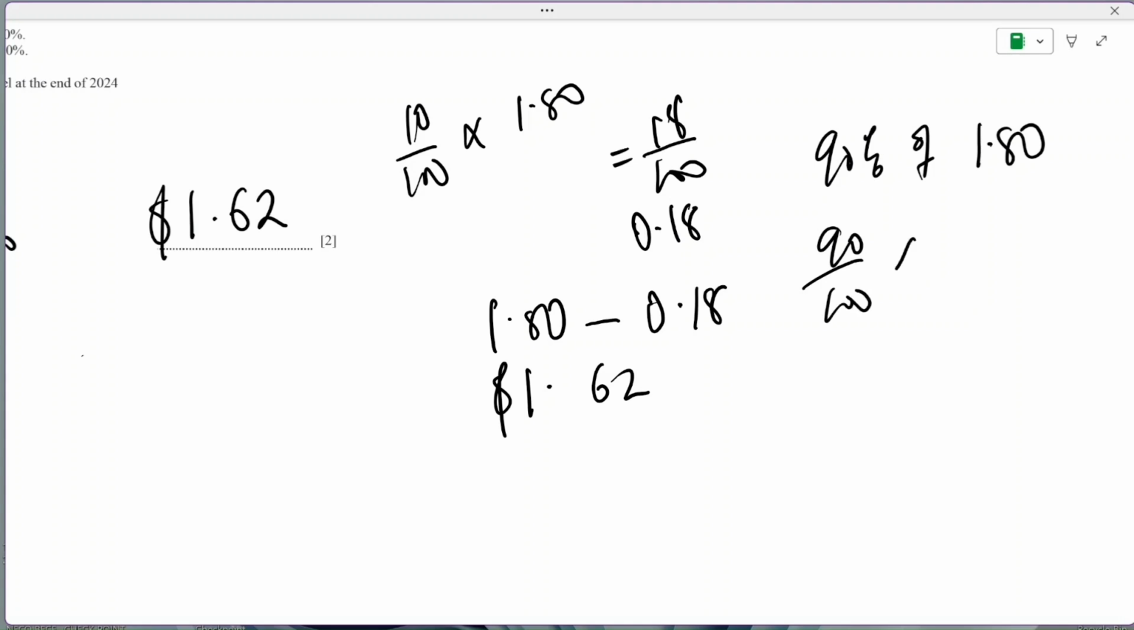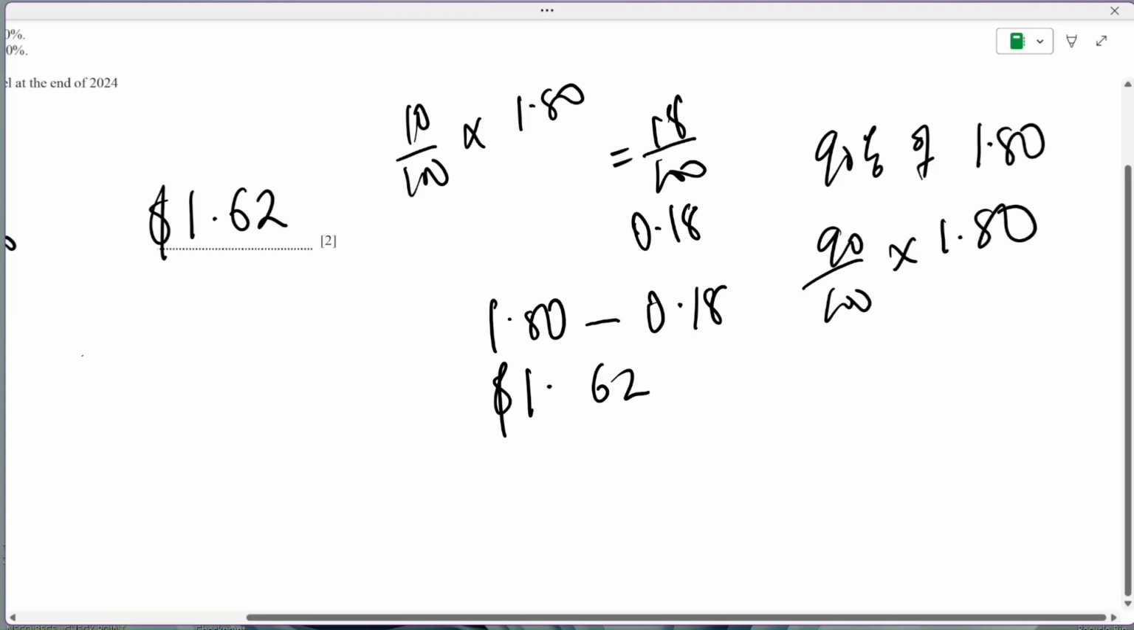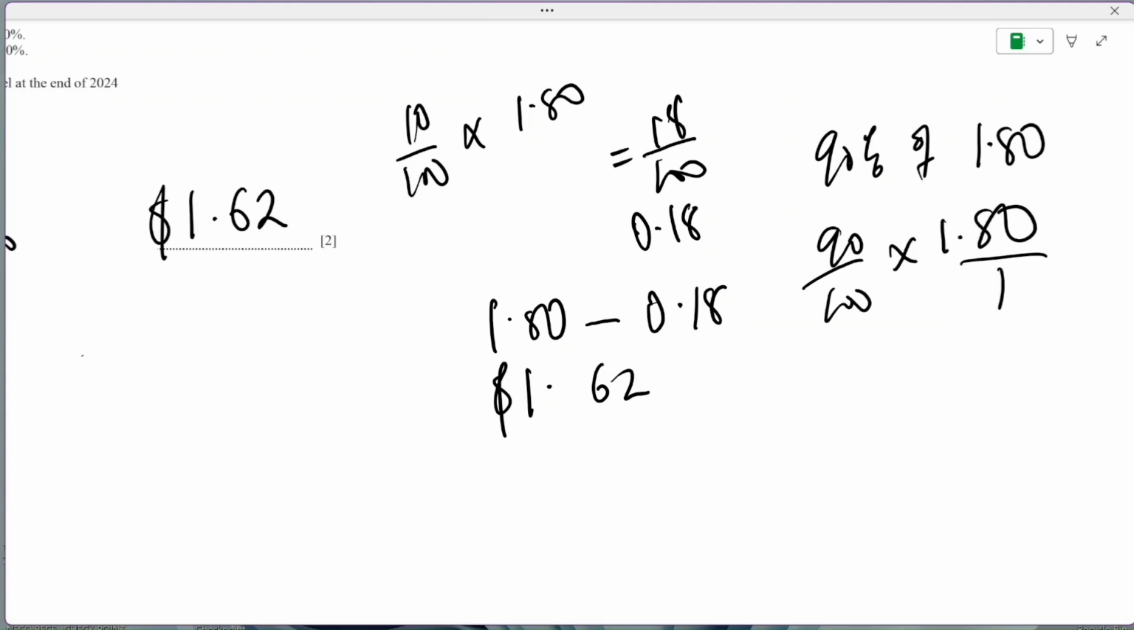90 over 100 times $1.80. You're allowed to use a calculator. The result will give you $1.62. Same answer. Now it depends on which of the methods you find easier and which of the methods is approved at your level. But you can learn the 3 methods, or at least 2 of the methods. With any of the 3 methods, you still get your answer, provided you know how to apply the method into solving questions like this.